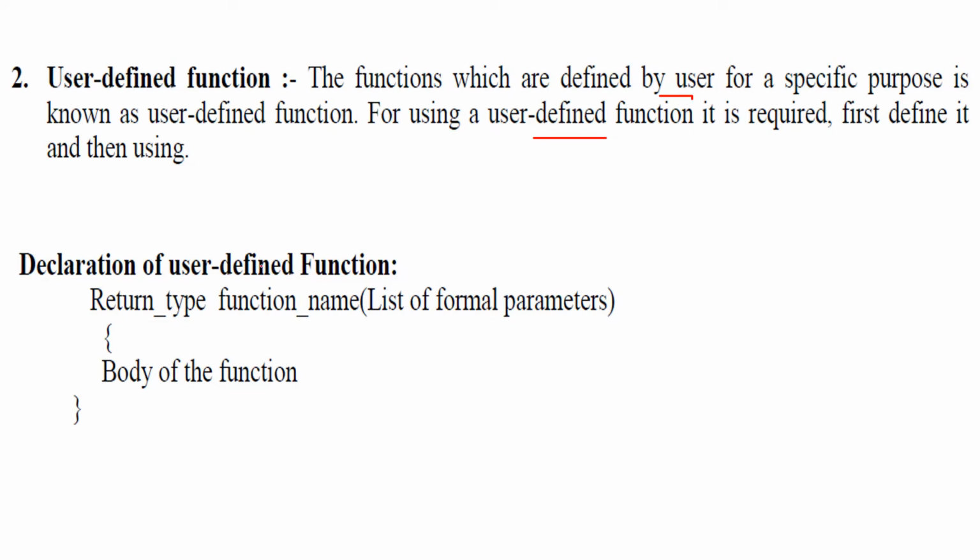So the declaration of the user defined function is something like this. This is the function name, and prefixing it is the return type, and following it in the parentheses are the list of formal parameters. Inside this you will have the body of the function. That is simply the statements, nothing else.